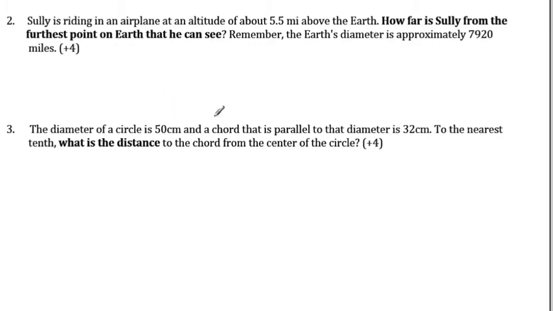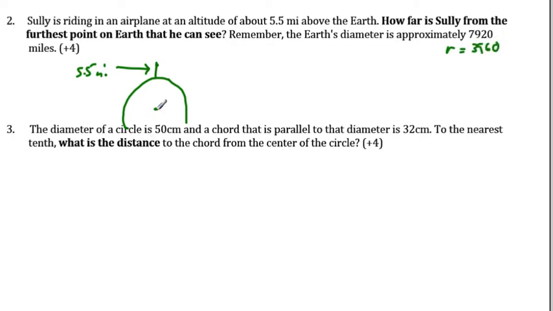Number 2, we have Sully riding an airplane. All right, you're going to see that the Pythagorean theorem comes up so much here. We have the center of a circle. Sully's up here. Let's measure this. He is 5.5 miles above the Earth. Okay, that's right there, that distance. And we have to remember the Earth's diameter is approximately 7920. That means that the radius is about, what, 3960?